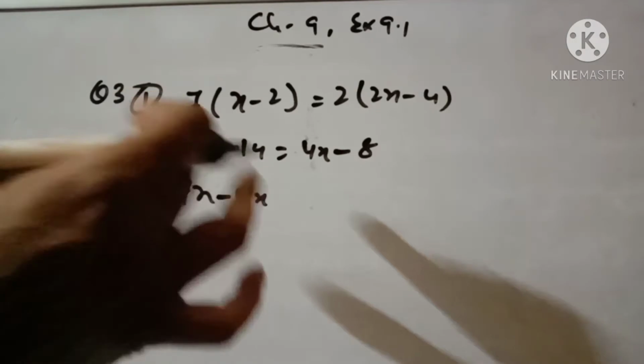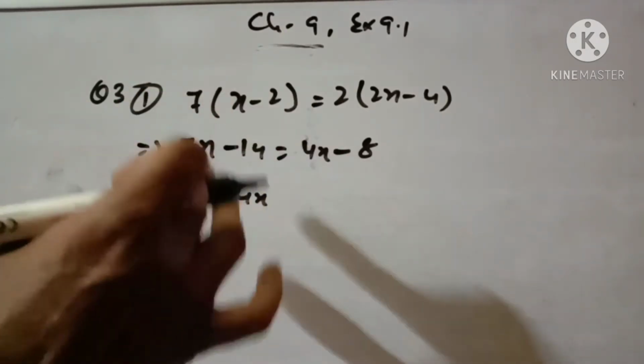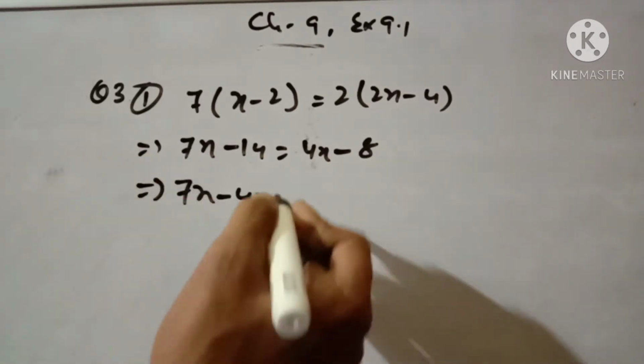Now 7x, this 4x I am taking to this side, so it will be minus 4x. Otherwise, as I told you, you can add, subtract or divide both the sides by the same number. But I am doing it in the shortest way. You can solve this one also.